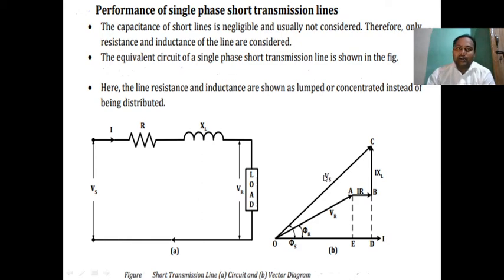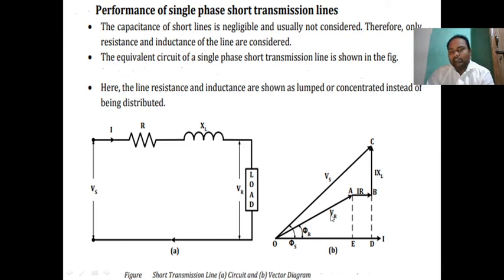Once again I repeat. First we take VR as the reference quantity. Then we draw the current IR. How can you draw the current IR? At an angle of phi r, we draw the current IR. After drawing the current, the resistive drop is always parallel to the current IR. The inductive drop is 90 degrees from the resistive drop. So the vector sum of VR plus IR plus IXL is the sending end voltage.